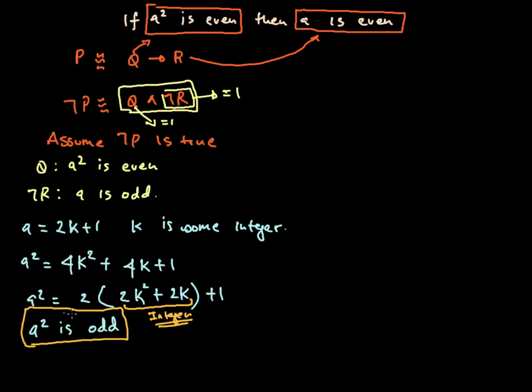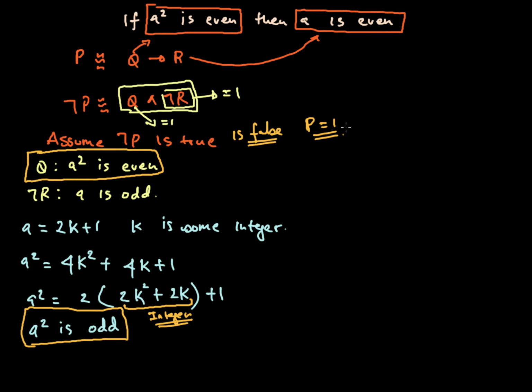It happens to be in contradiction to what I have over here, which is my Q, where I'm saying a square is actually even. So with this contradiction, I can say that the initial assumption of not P being true is actually false. This is false, which also implies that P must be true.